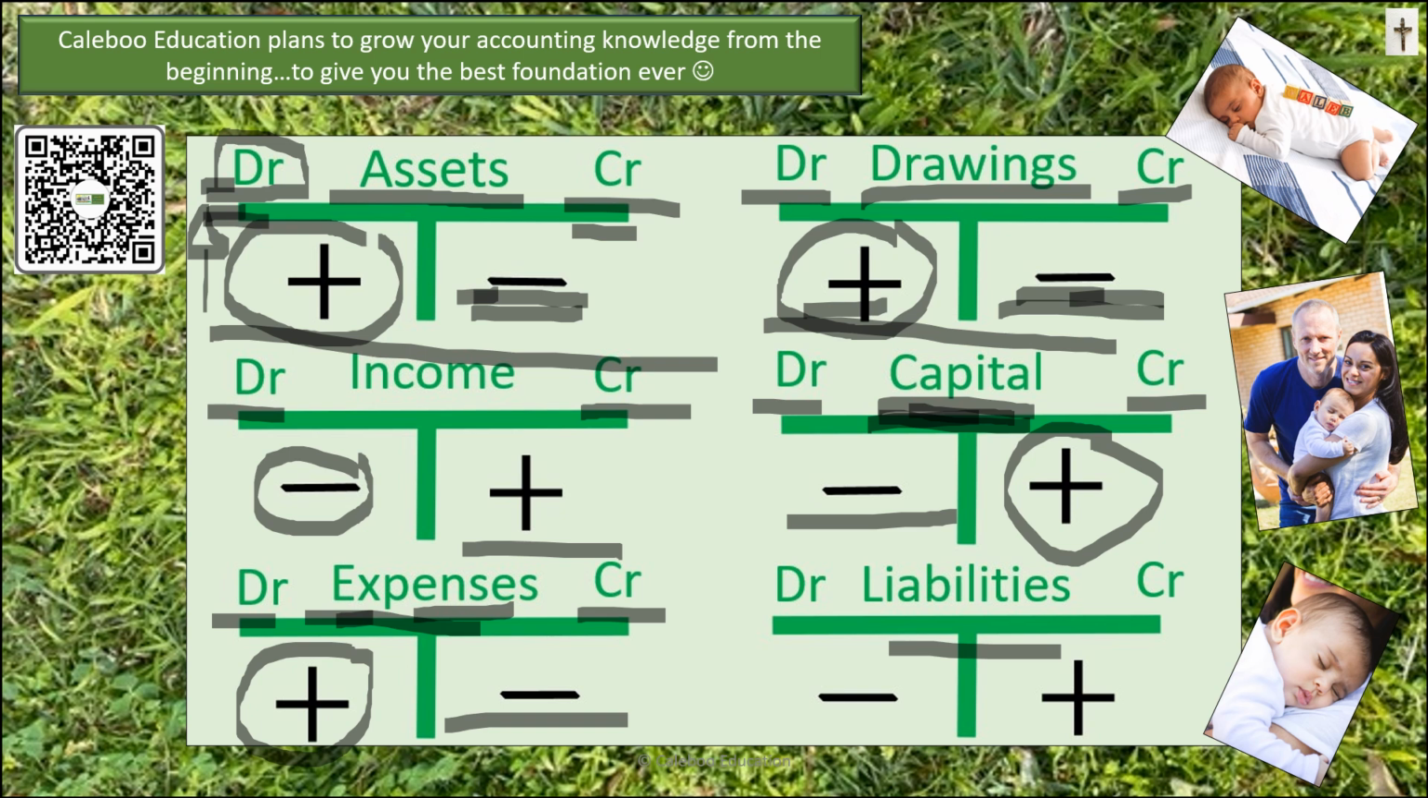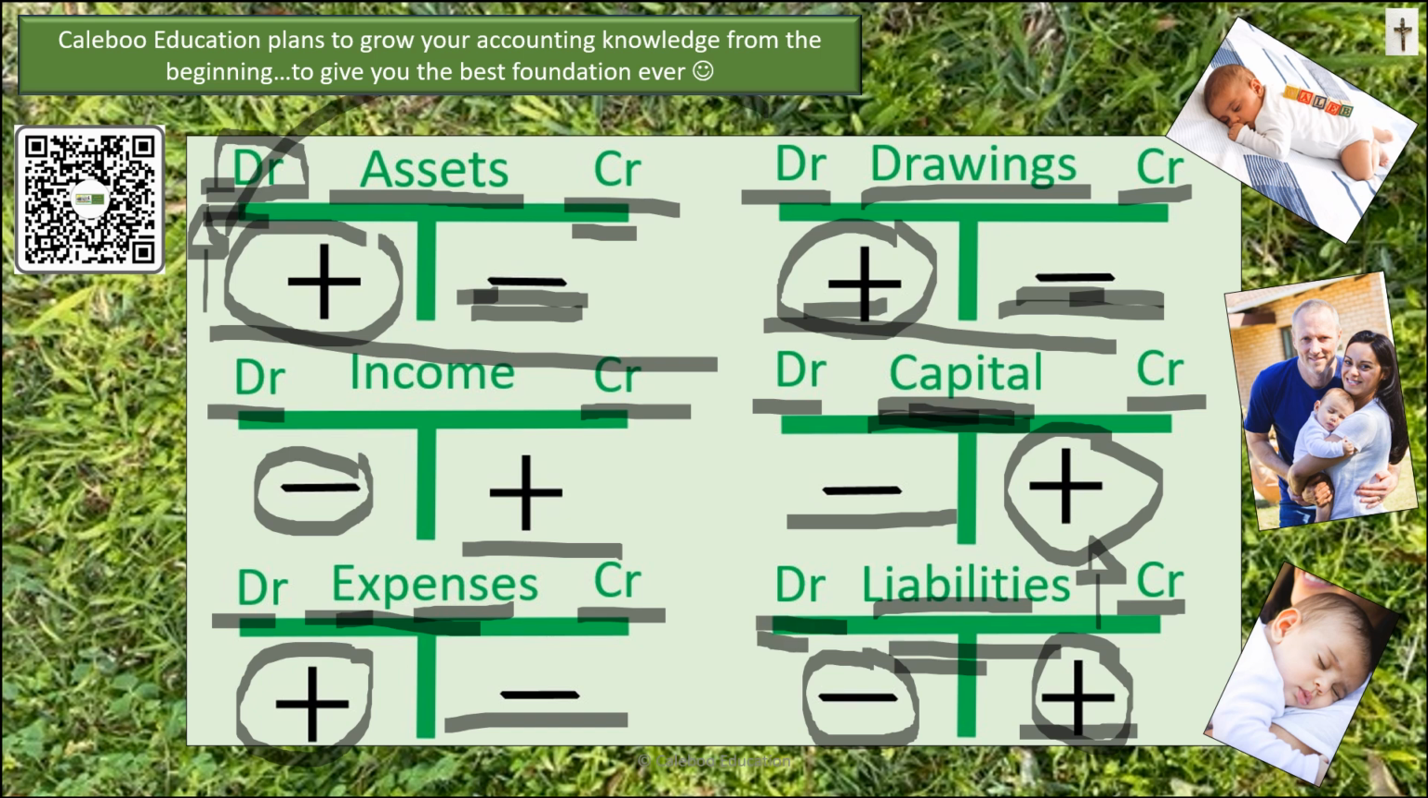If we buy something from a supplier or a creditor, we owe the supplier more money. There's an increase in liabilities. The rule says if there's an increase in liabilities, the account is credited. When we pay the supplier, we owe less. There's a decrease in liabilities and the account will be debited.